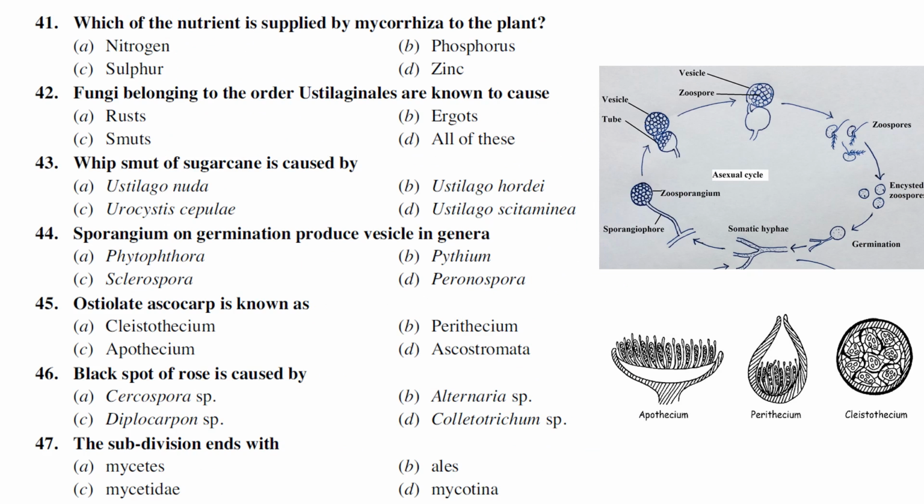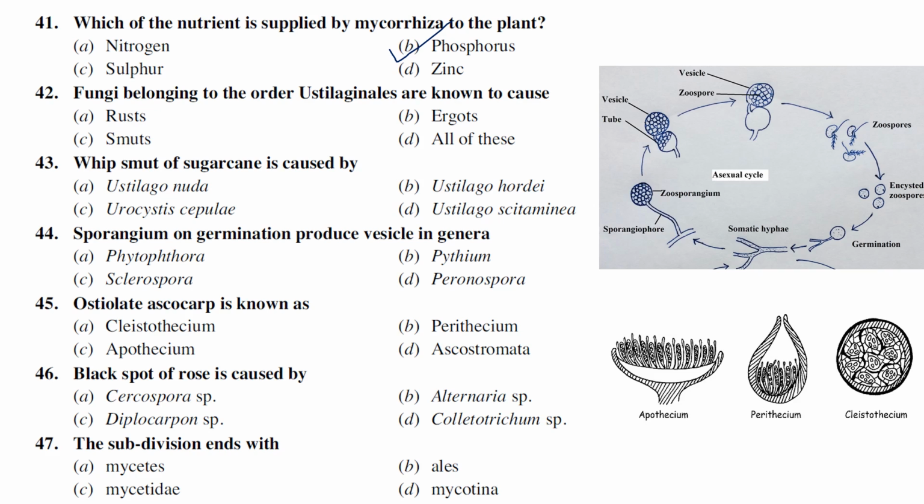Next one, which nutrient is supplied by mycorrhiza to the plants? Generally, mycorrhizal fungi supply phosphorus. It is a very important nutrient to maintain disease resistance against various kinds of pathogens. So the answer is phosphorus.